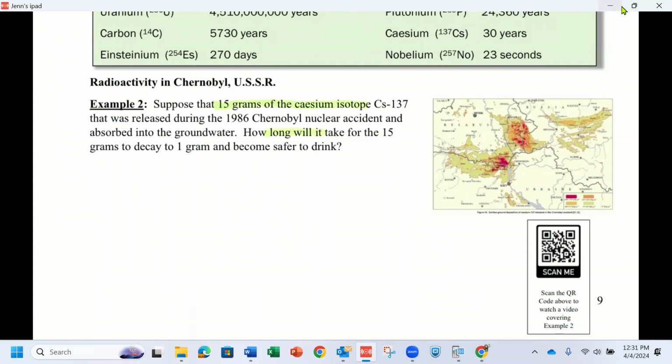How long will it take for the 15 grams to decay to 1 gram and become safer to drink? So right away, what does that tell me I'm going to be solving for? I'm going to be solving for t. Because they're using that phrase decay, I know I'm dealing with an exponential growth, or in this case, exponential decay model. Now, we've got to decide what formula we're going to use. Is it the differential form or my function form? Does anywhere in these couple sentences it state anything about a rate of change? No. So right away, I know I'm going to be using my formula y equals C times e to the kt.